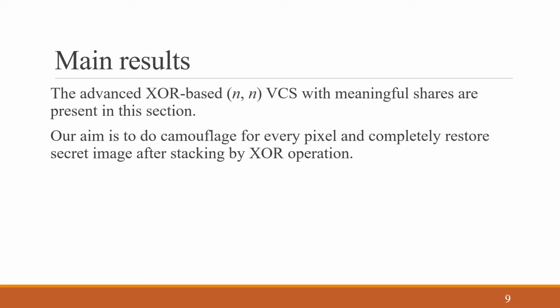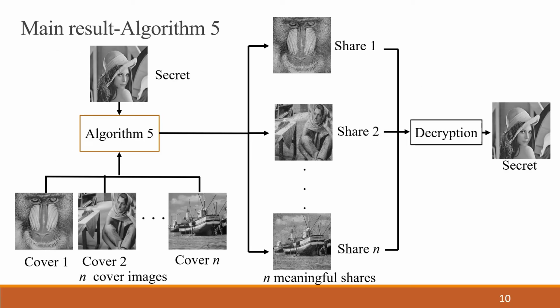Now, we are going to introduce our main results. In our research, we do camouflage for every pixel. As a result, we will not use algorithm 1 and 2, and then modify algorithm 4. This is the basic schematic of our proposed method. In algorithm 5, similarly, we can import n covers and generate n shares, and the covers can all be different or the same. All images are grayscale.